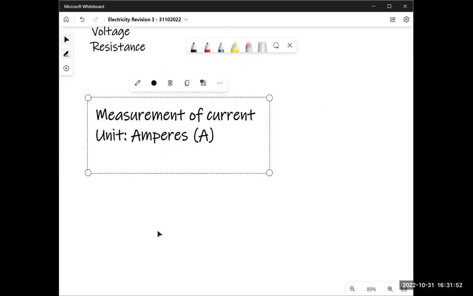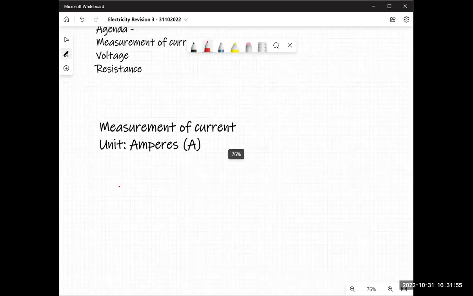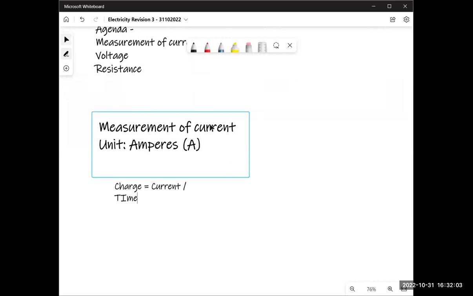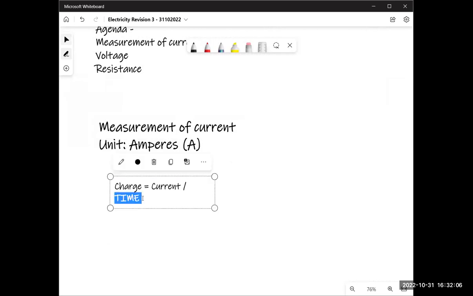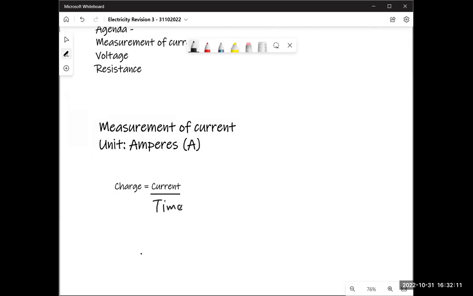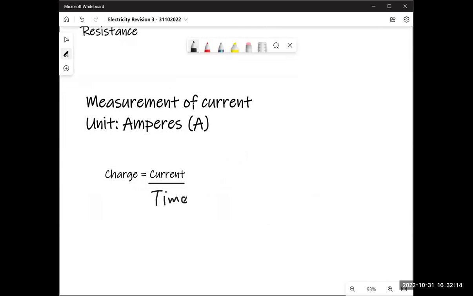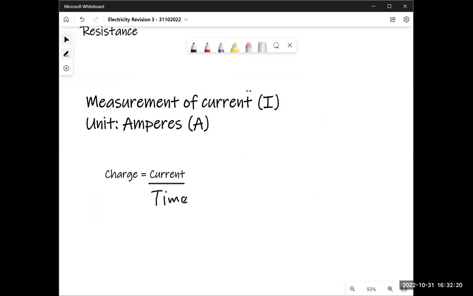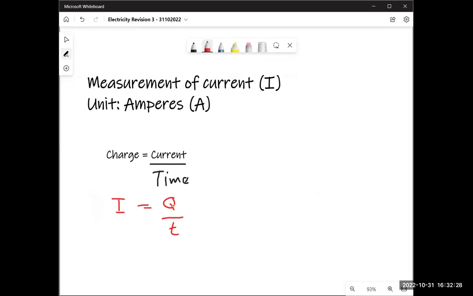Fine. Okay, and please write the equation one more time, which is charge is equals to current divided by time. That's fine, that's the word equation. But how do you write the symbol equation? The symbol for current is I. What is the symbol for current? So we say I is equals to Q over T. Time is T, Q is charge. Just a second, this is wrong.